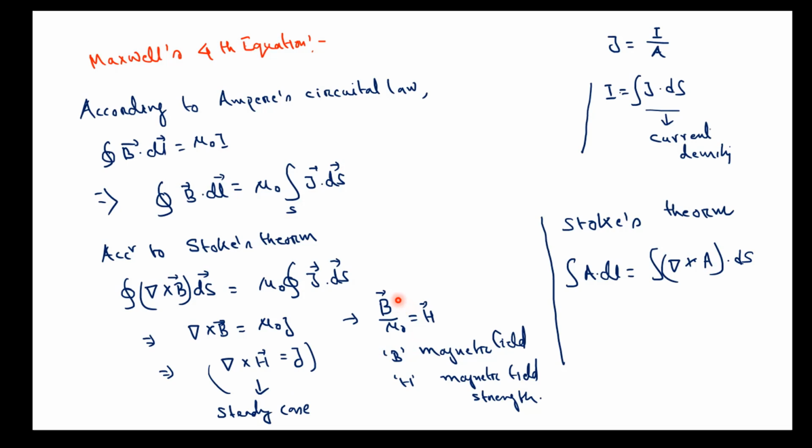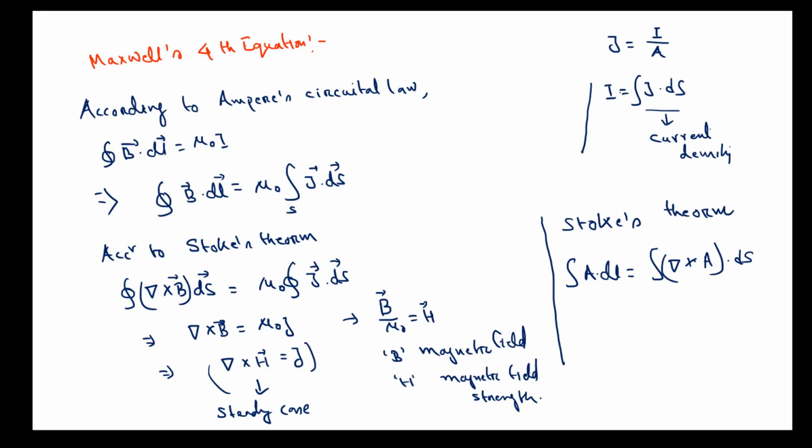So we know that B by mu naught equal to H. B is the magnetic field and H is the strength of that magnetic field. So this is my del cross H equal to J, and this is in the case of the steady case. It means according to Ampere circuital law, we can write this as del cross H equal to J.